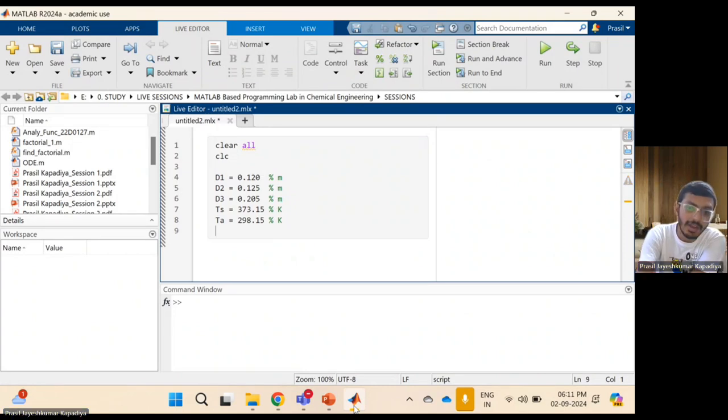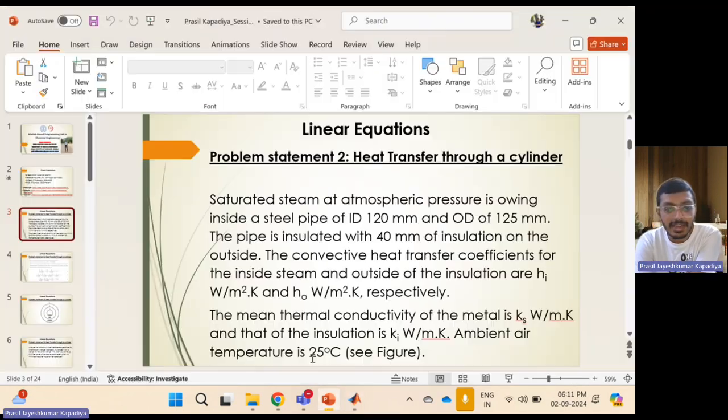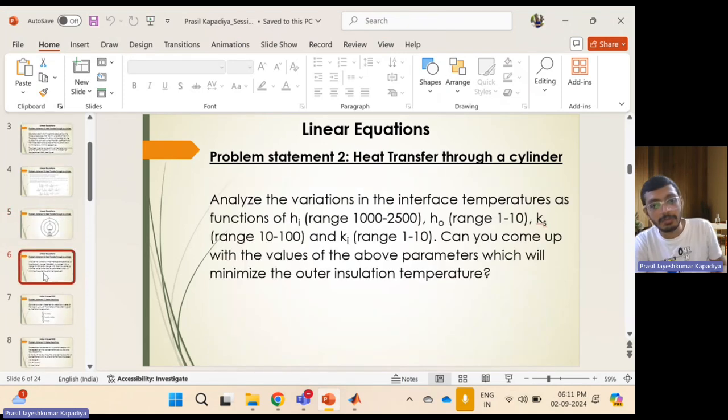Okay, now we need Hi, H naught, all values, but in the problem statement we are told to vary these values. But for now, let's take the first value Hi.